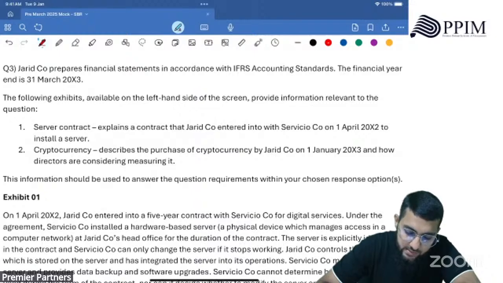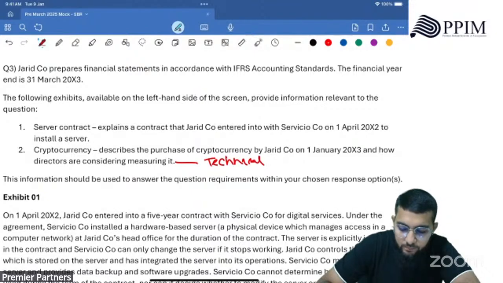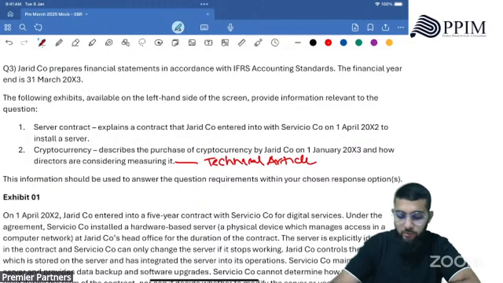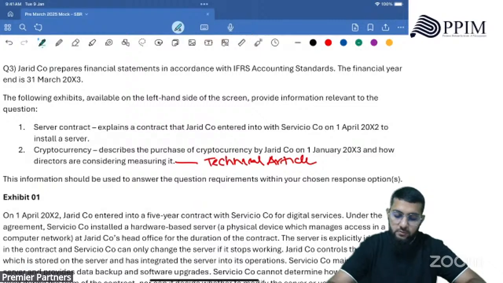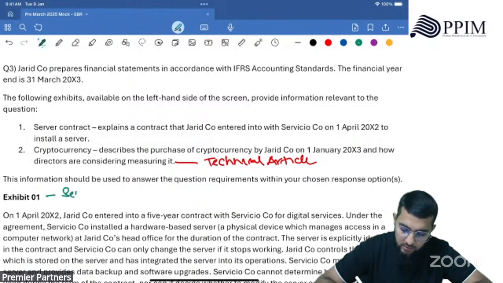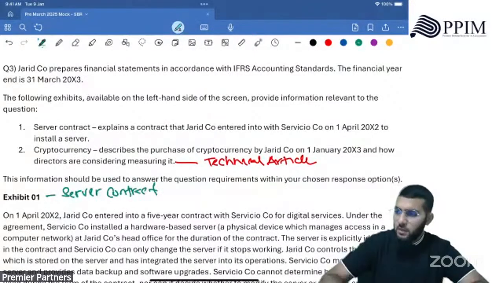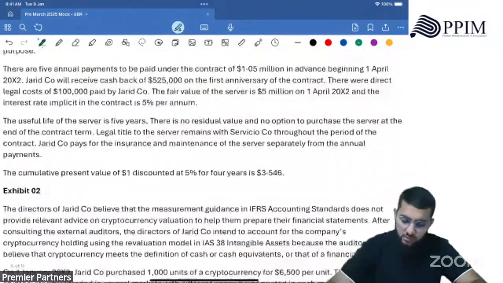Now for this, a quick tip to you all. On cryptocurrency, there is a technical article that I would encourage you all to read. All right. So exhibit 1 is the server contract. Exhibit 2 is cryptocurrency.